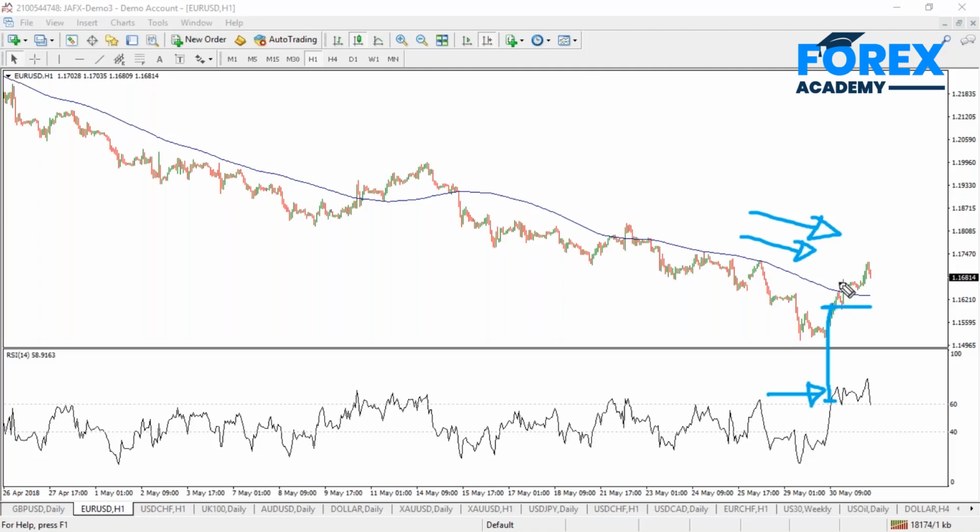As always, it would have been essential to identify your risk parameter. One option around the risk parameter is to use the most recent corrective high. If we extend that across, that would mark your stop loss. So we have a strategy in place.